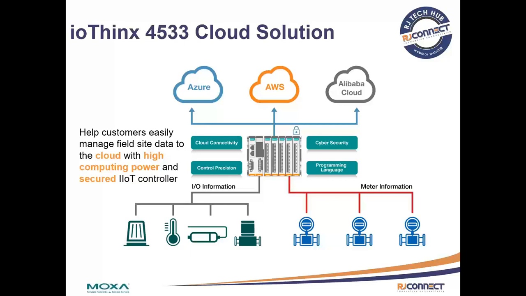Cloud connectivity, programming languages, control precision, and cybersecurity are the key features of the ioThinx 4533. As you can see on the diagram here, you can take information from the field devices, such as sensors and power meters, and send it to different cloud accounts: Azure, AWS, Amazon Web Services, and Alibaba. And if you have an OPC SCADA, you can connect the SCADA here and sync data via OPC UA.